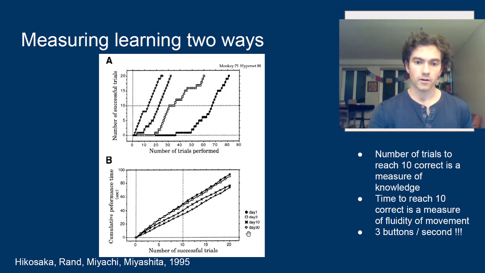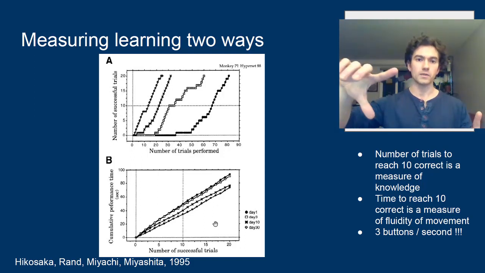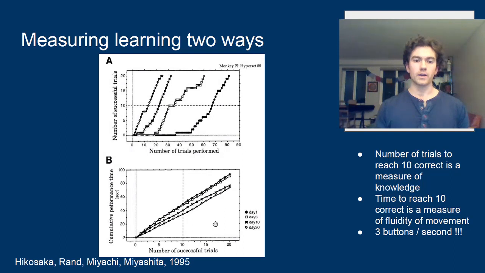But one thing that's really interesting to think about here, 10 successful trials means 100 button presses. And what we're seeing on day 30 is that the monkey's getting 100 button presses correct in about 30 seconds. So that's implying that this monkey's doing 3 button presses per second. So you really have to imagine the monkey sitting there in front of this 4x4 keyboard, just crazy fast, total expert. They know exactly what buttons to press. They've really memorized these sequences.